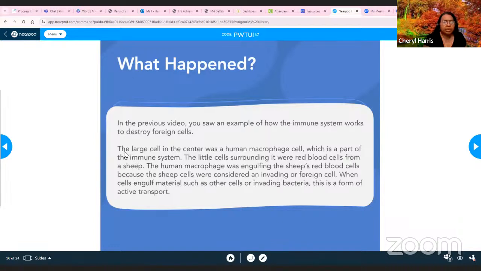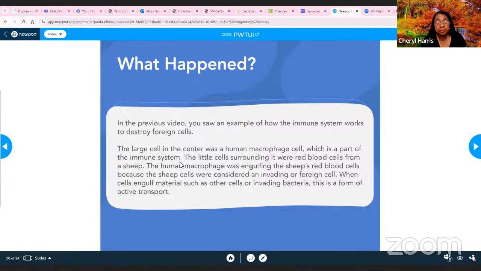All right. You had a large cell in the center, a human macrophage cell, which is part of the immune system. Your immune system is responsible for catching all the germs, all the bacteria, all the things that can harm you. Those cells are responsible for engulfing. Okay, so the term engulfing, I was trying to get you to use the term endocytosis. To engulf it, it actually stretched out part of its body, made a vacuole around it and pulled it into the cell.